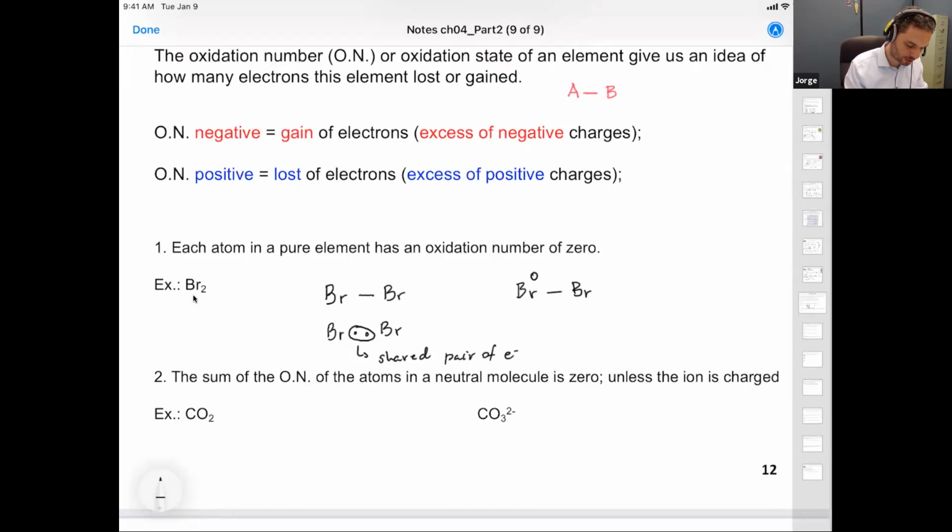And we are going to represent that as a number on the top right corner of the element. Okay? So every time you have a compound that's formed by the same element, that means the oxidation number is 0. And we will represent that by Br2, and you can put a 0 here. Okay, so here that means oxidation number or oxidation state.